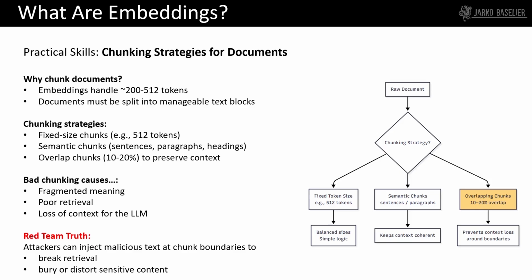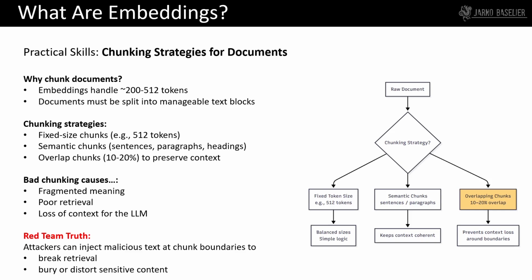Practical skills: chunking strategies for documents. So now we are going to talk about raw documents. Why would we chunk documents? Well, embeddings handle approximately 200 to 512 tokens, and documents must be split into manageable text blocks because documents contain a lot of content and a lot of text.